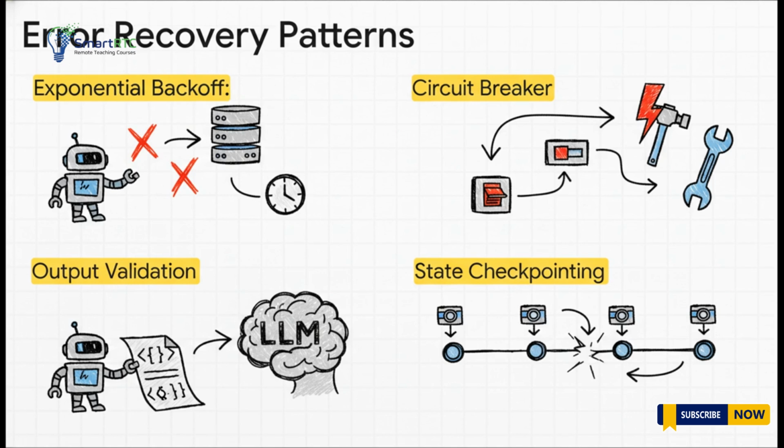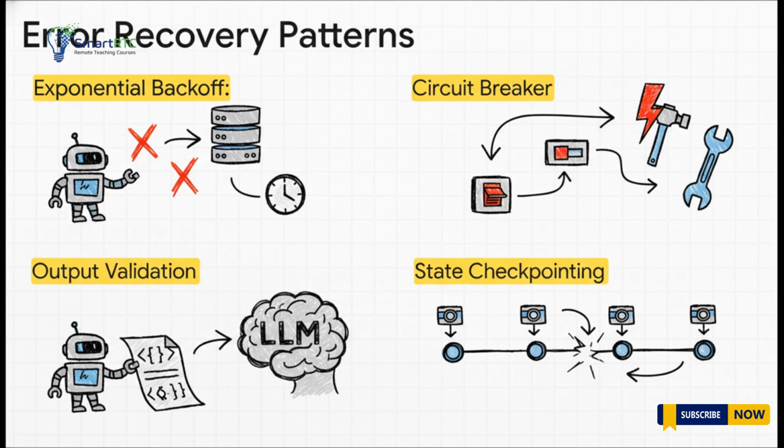We're talking about smart patterns like circuit breakers. This is where if a tool keeps failing over and over, the agent just temporarily disables it to stop the whole system from crashing. And then there's state checkpointing. This is huge. It means the agent saves its progress after every major step. So if it crashes, no big deal. It can just wake up and pick up right where it left off, instead of having to start the entire job from scratch.